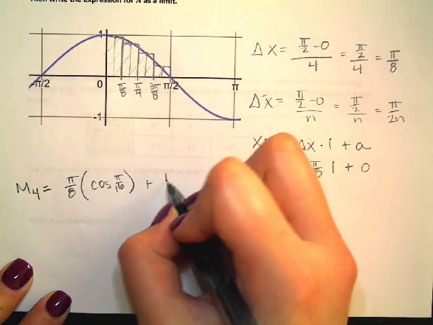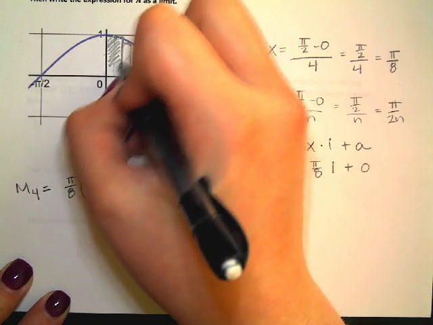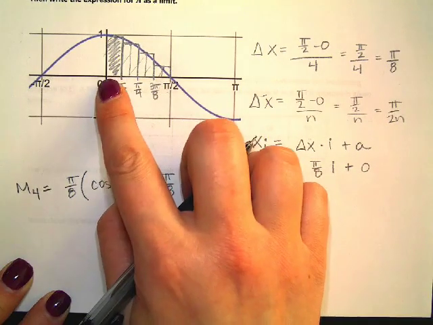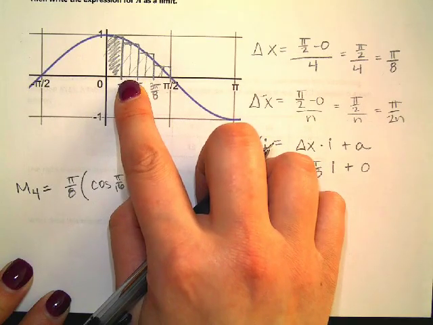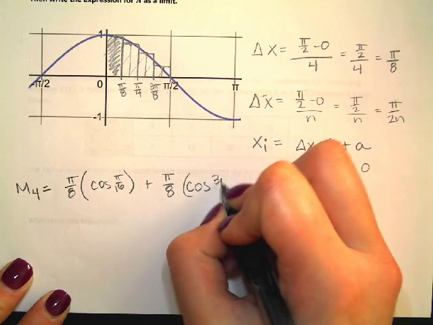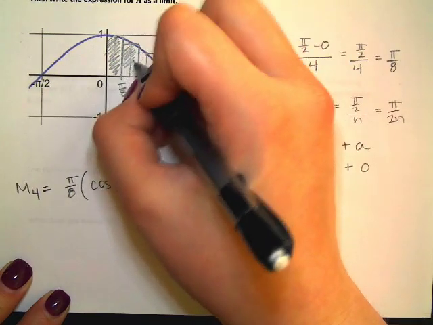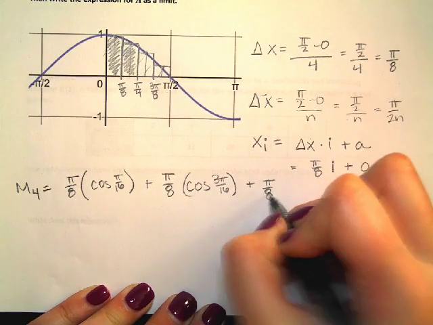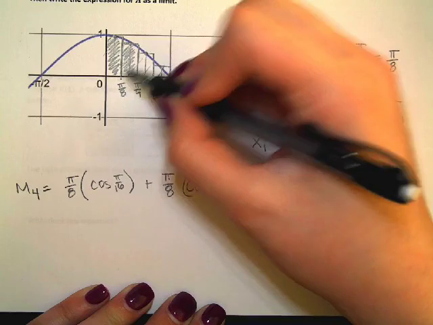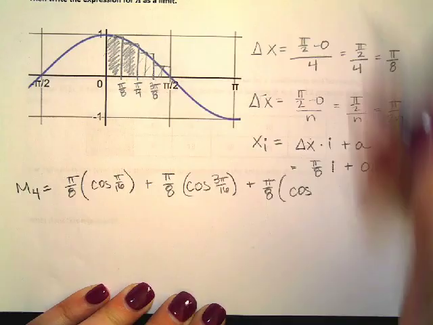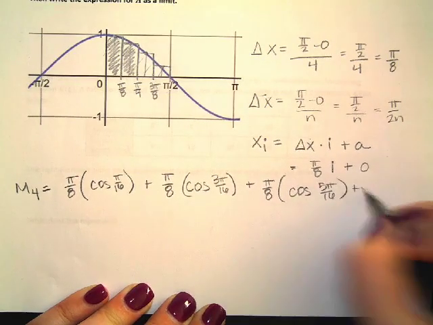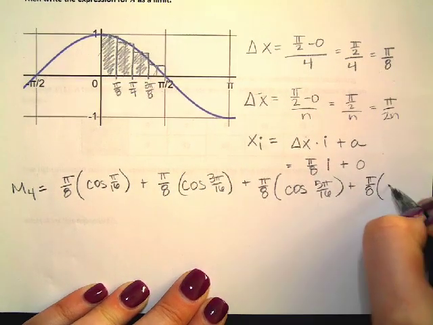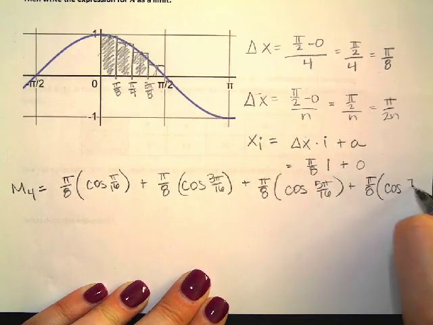Plus, so that takes care of our first rectangle. The next rectangle still has a width of pi eighths, but if this is 1/16, 2/16, what's the height of the next one? 3/16, cos 3 pi 16. There's our next one. All right, then the third rectangle is pi 8, and then cos 1/16, 2/16, 3/16, 4/16, 5/16. There's our third rectangle. And then last we have pi 8 times cos 7 pi 16.